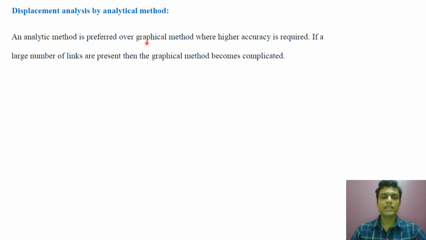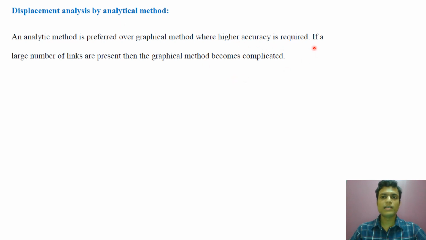Why is accuracy poor in the graphical method? Because there are some constructions, so in the construction there may be some error in the drawing. That can be avoided in the analytical method. So we will get higher accuracy in the analytical method.